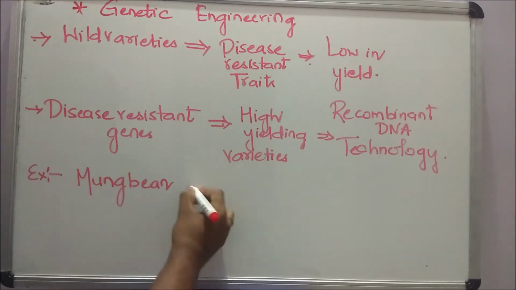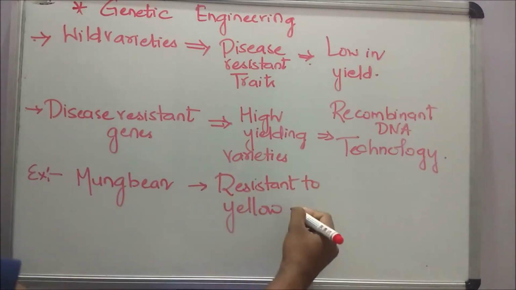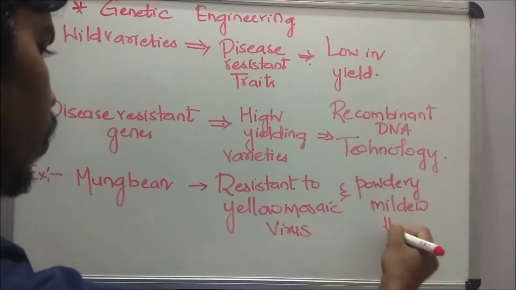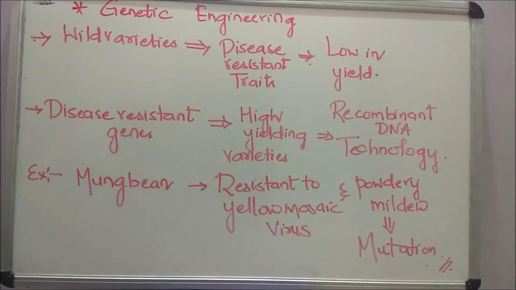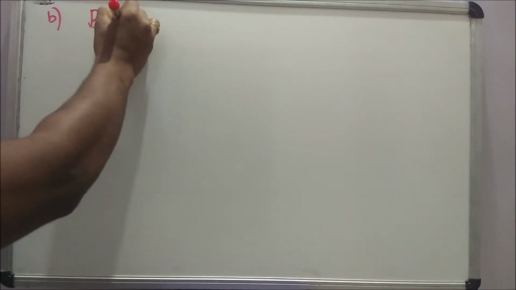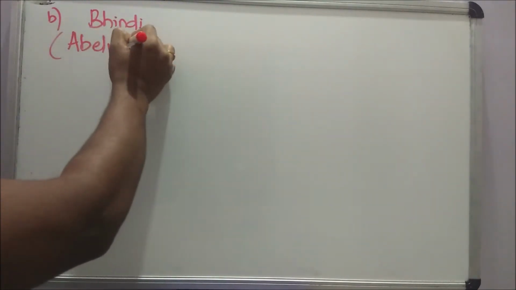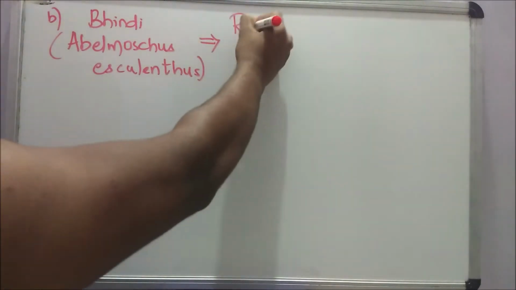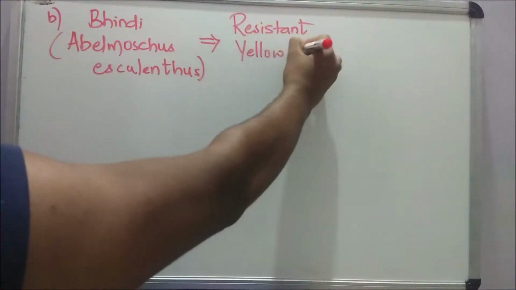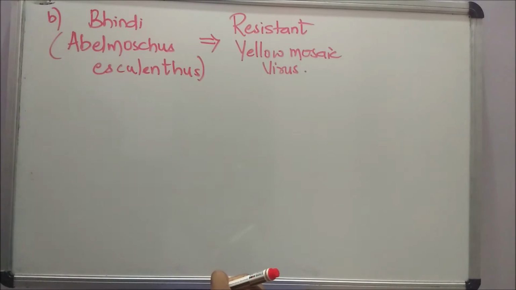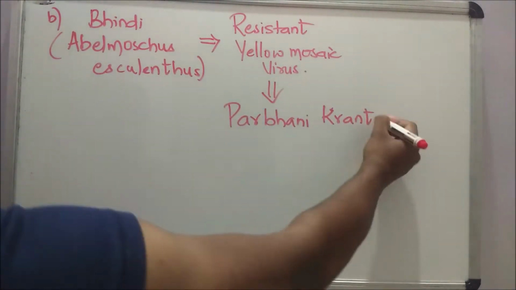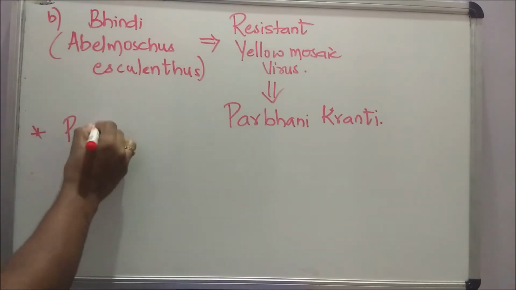For example, in mung bean, resistance to yellow mosaic virus and powdery mildew were induced by mutations. The second example could be the resistance to the yellow mosaic virus in bhindi. The scientific name for bhindi is Abelmoschus esculentus. Resistance was transferred from the wild species to produce a new disease resistant variety of bhindi which is called Parbhani Kranti.